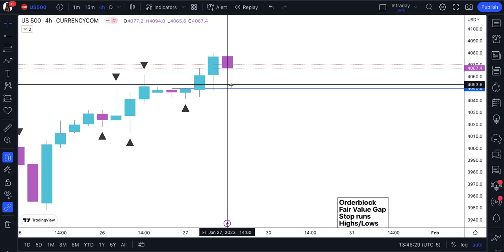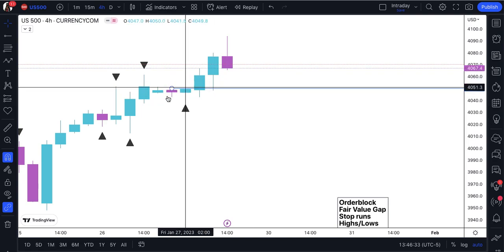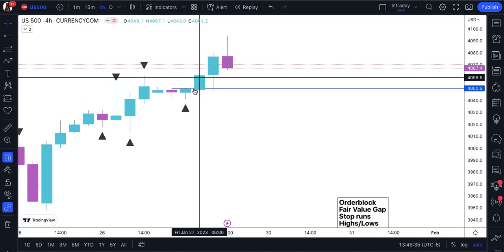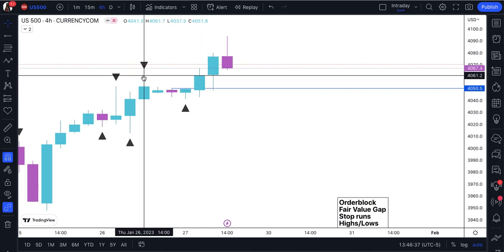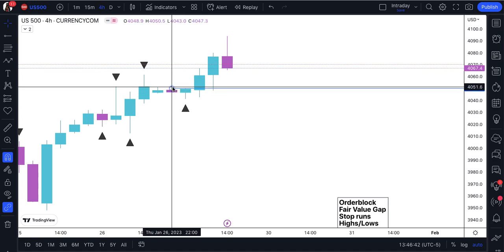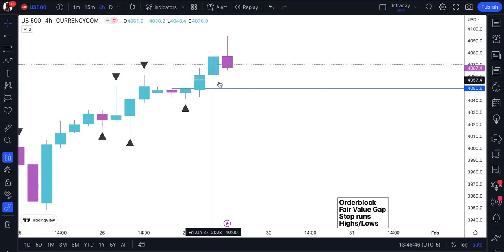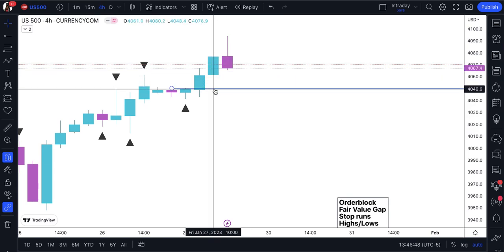So support, as you can see, it bounced. It got a nice bounce. This candle broke up above this high, which made this an important level of support. Price came back and shot up. It started here, rejected, and went up.